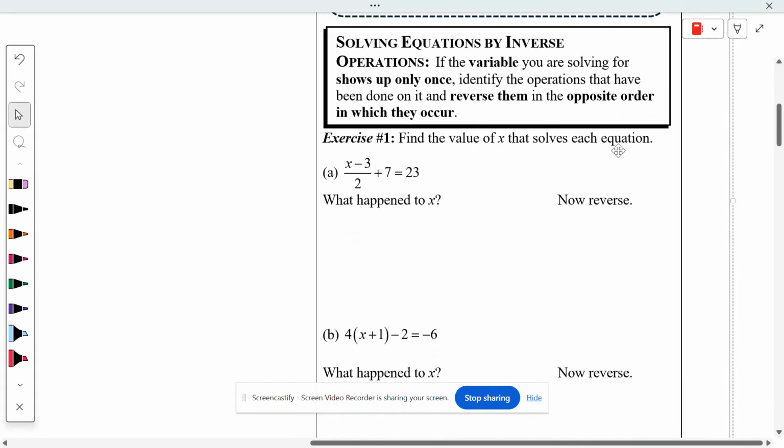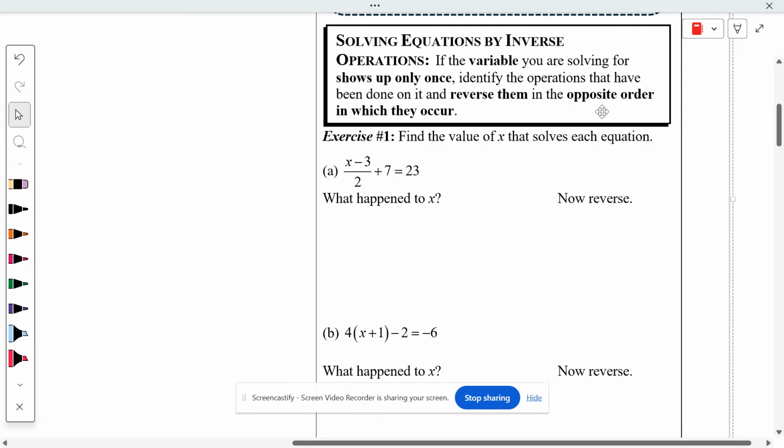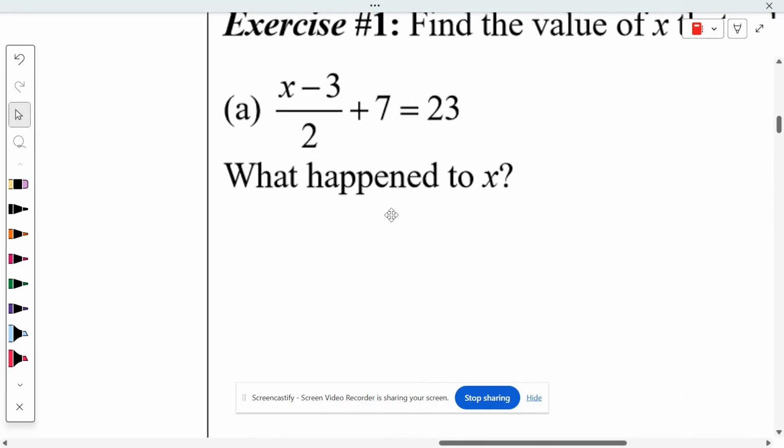So we're going to start by solving equations using inverse operations. If the variable you're solving for shows up only once, you can identify the operations that have been done to that variable and reverse them in the opposite order. So the first thing that we're going to do is talk about what exactly is happening to x. When I see x right here, the first thing that happens to it is I subtract 3. So first, we subtract 3.